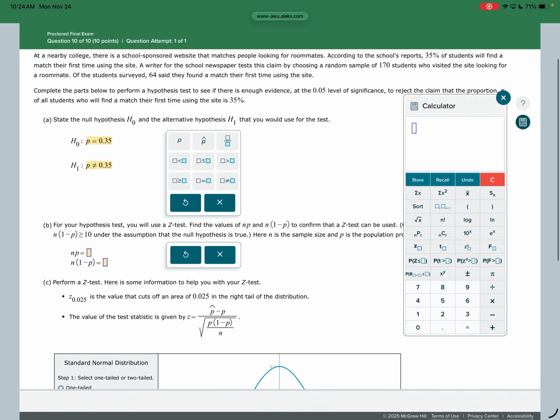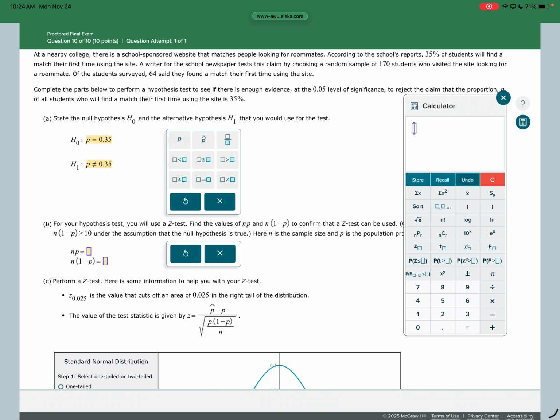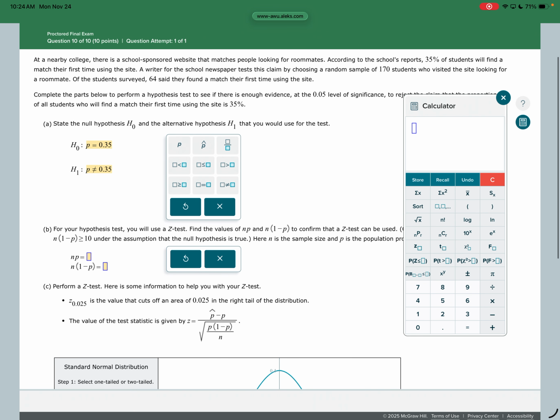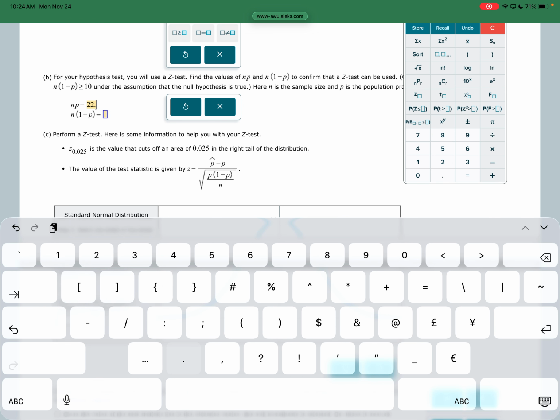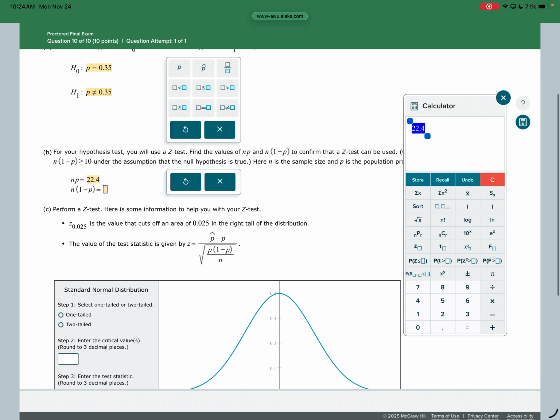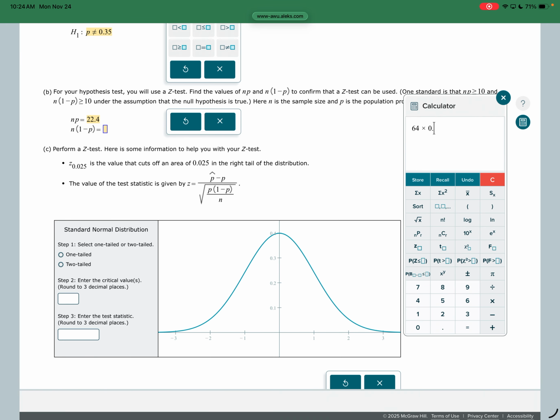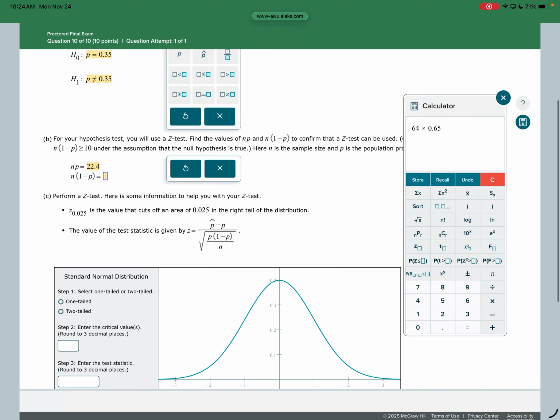This is part B, just to check to see if your numbers are good enough. You ask enough people and that kind of thing. So my n, we surveyed 64 people. So we do 64 times 0.35 is 22.4. And then what the next one is, if 35 percent said yes, that means 65 percent said no, right? So 1 minus 0.35 is 0.65, and then I do the sample, 64 times 0.65 is 41.6.